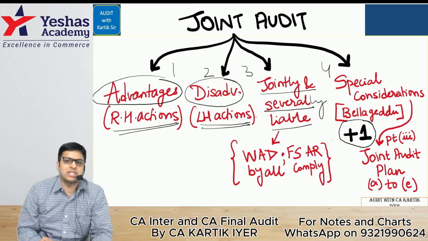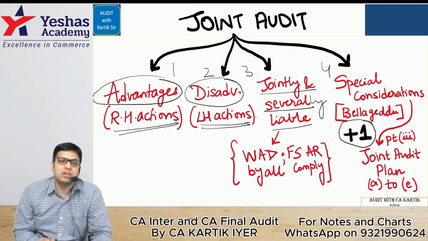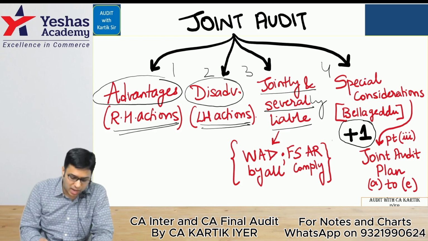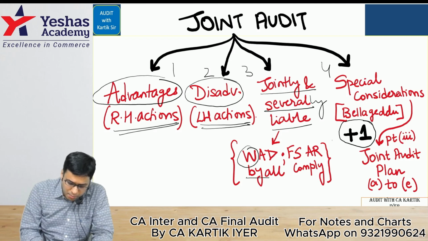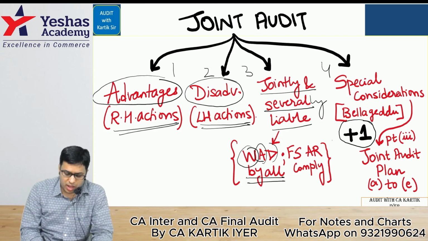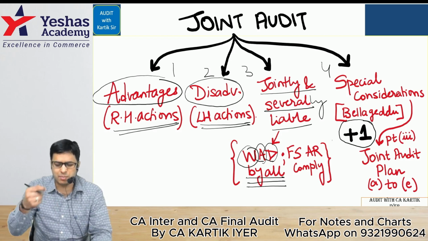When are the joint auditors jointly and severally liable? They are jointly and severally liable when, work done by all, agreement by all, and decision by all. Let's do a quick example in this.